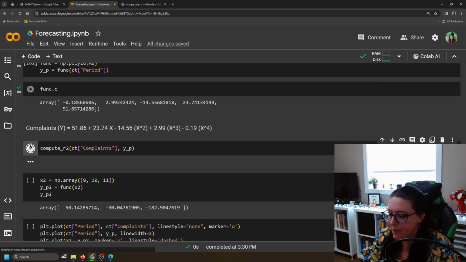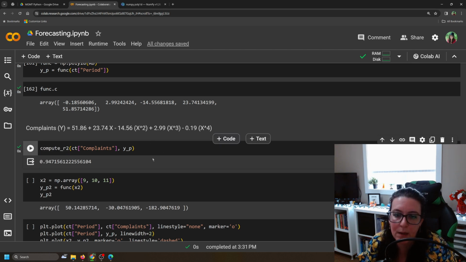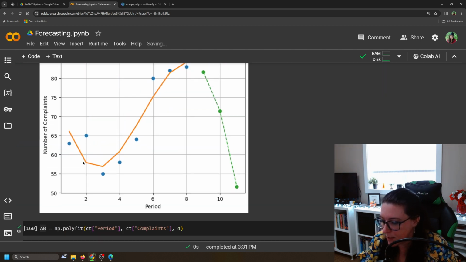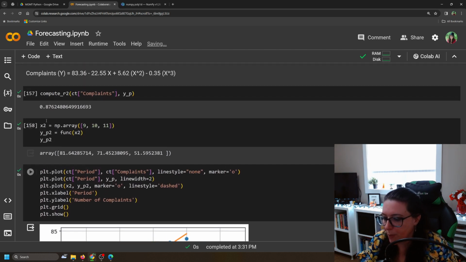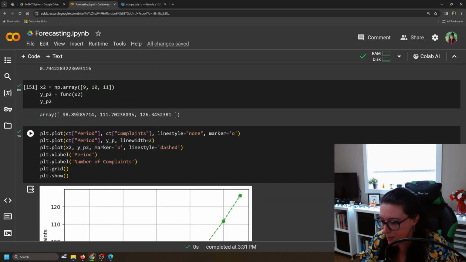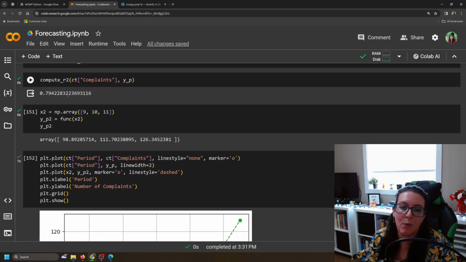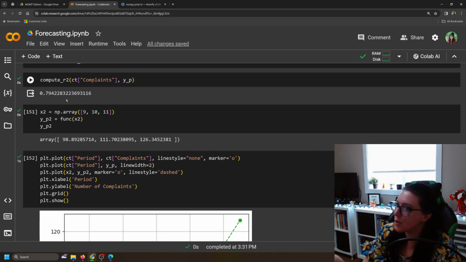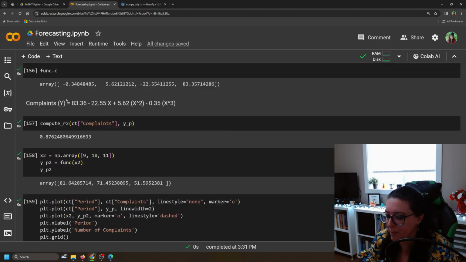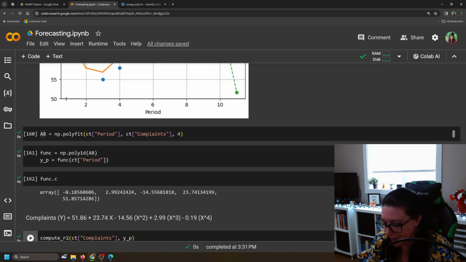How well does that fit? Well, let's call that compute R squared calculation. And now we're sitting at 94.7%. The previous polynomial was 87.6, and the one before that was at 79.4. So notice the R squared is always going up because we're matching every single movement of the historical data.